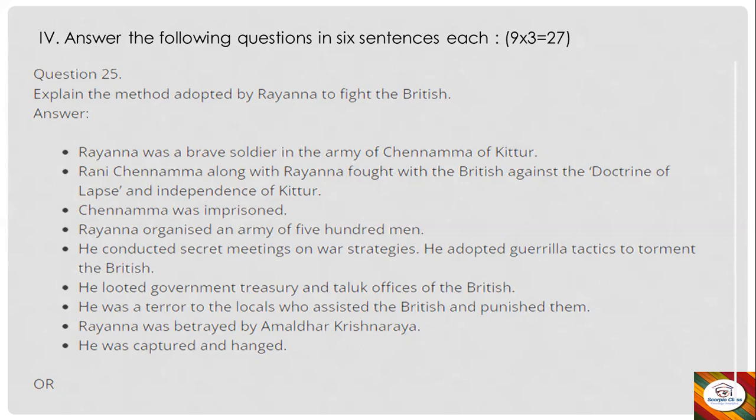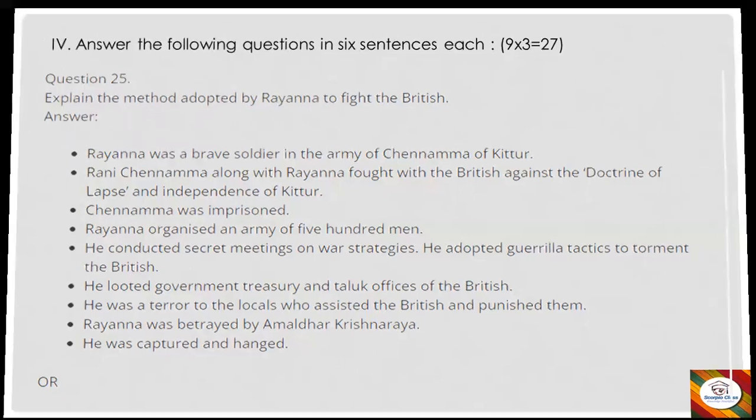He adopted guerrilla tactics to torment the British. He looted government treasury and taluk offices of the British. He was a terror to the locals who assisted the British and punished them. Ryanna was betrayed by Amaldar Krishnaraya. He was captured and hanged. Okay, so these are given in points so that it's easy for you all to remember it. Okay, so let's see one more optional question given here.